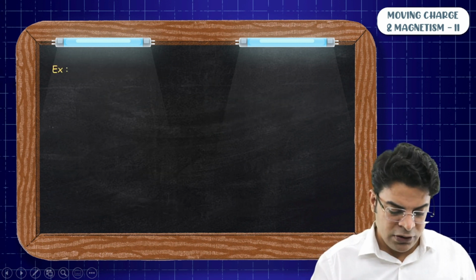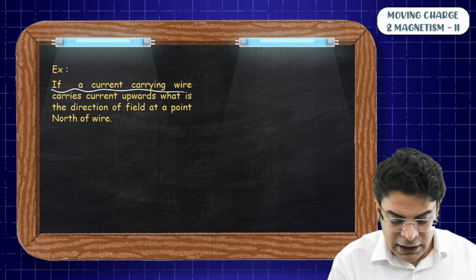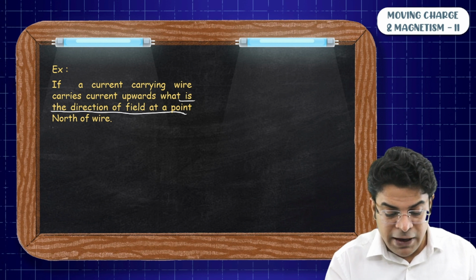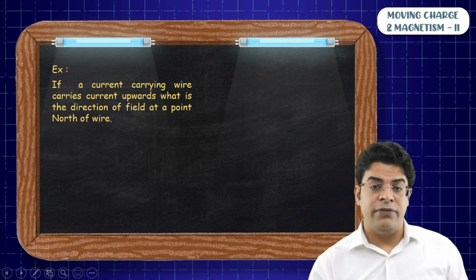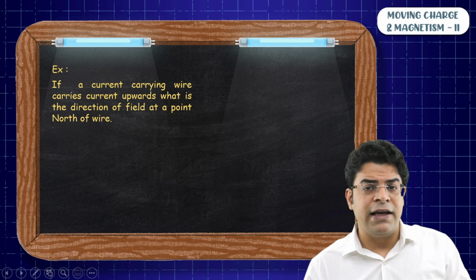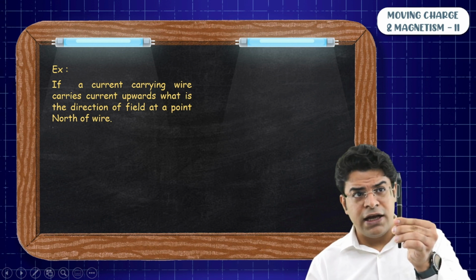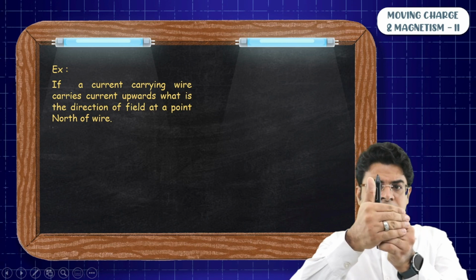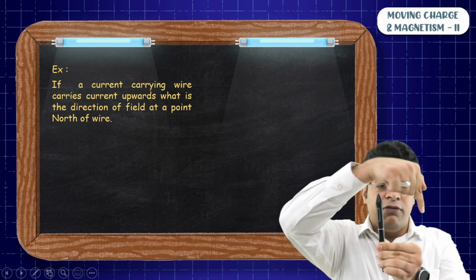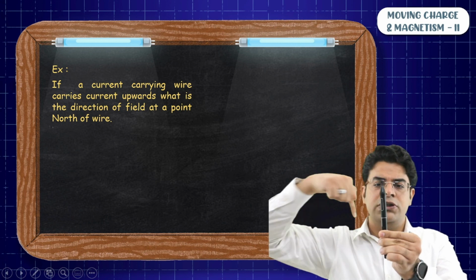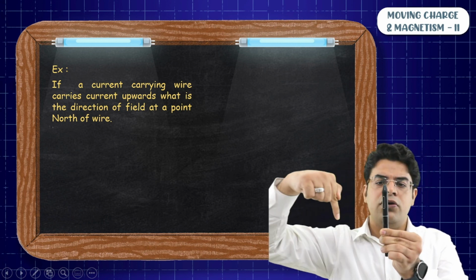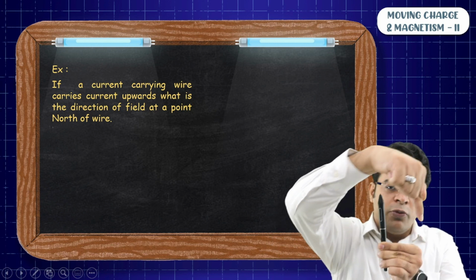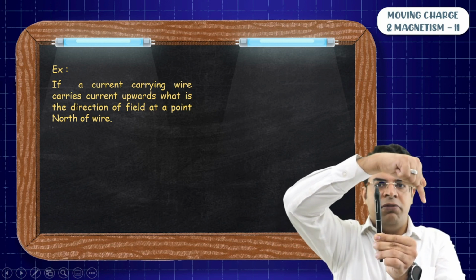The next example goes like, if a current carrying wire carries current upwards, what is the direction of magnetic field at a point north of the wire? So visualize a wire carrying current in upward direction. If a current carrying wire carries current in upward direction, then the magnetic field lines will curl around the wire, forming circular loops. So at a point to the north of the wire, the direction of field will be towards west. At a point to the west of the wire, the direction of field will be towards south.